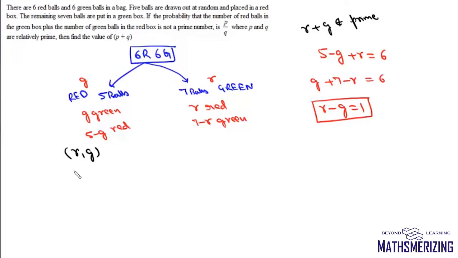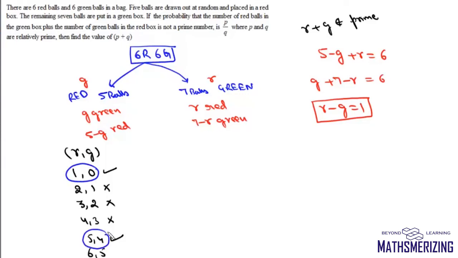Now R could be 1 and G could be 0. Now in this case R minus G is 1 and R plus G is not a prime number, so we're going to select it. It could be 2, 1, and 2 plus 1 is 3. We are not going to accept it. Now 3, 2, it is also prime. 4, 3, also prime. 5, 4, 5 plus 4 is 9, it is possible. And then 6, 5, 6 plus 5 is 11. So out of these 6 cases, there are only 2 cases where this R plus G is not a prime number.